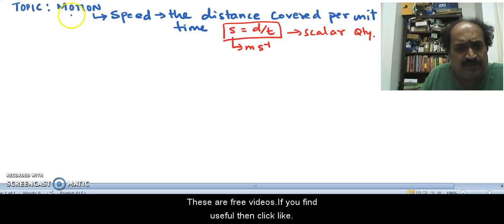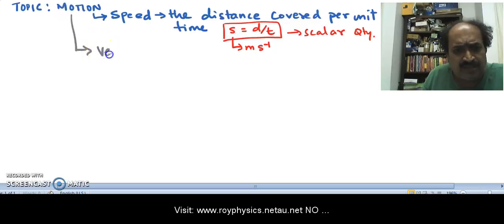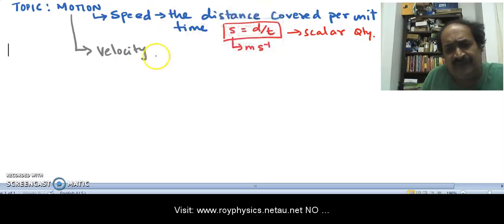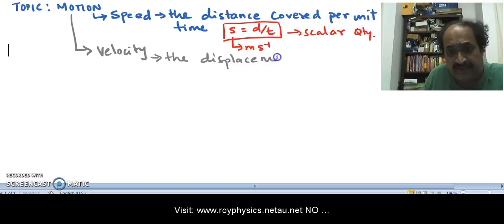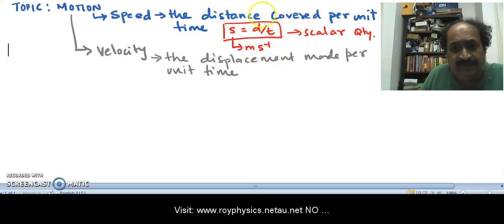Let us now write about velocity. Then what exactly is velocity? So velocity is the displacement made per unit time. Notice one thing here very carefully. Here we have written covered, and here we write made. Okay, there's a difference here. You can't cover displacement. You can make displacement. So just keep this in mind.